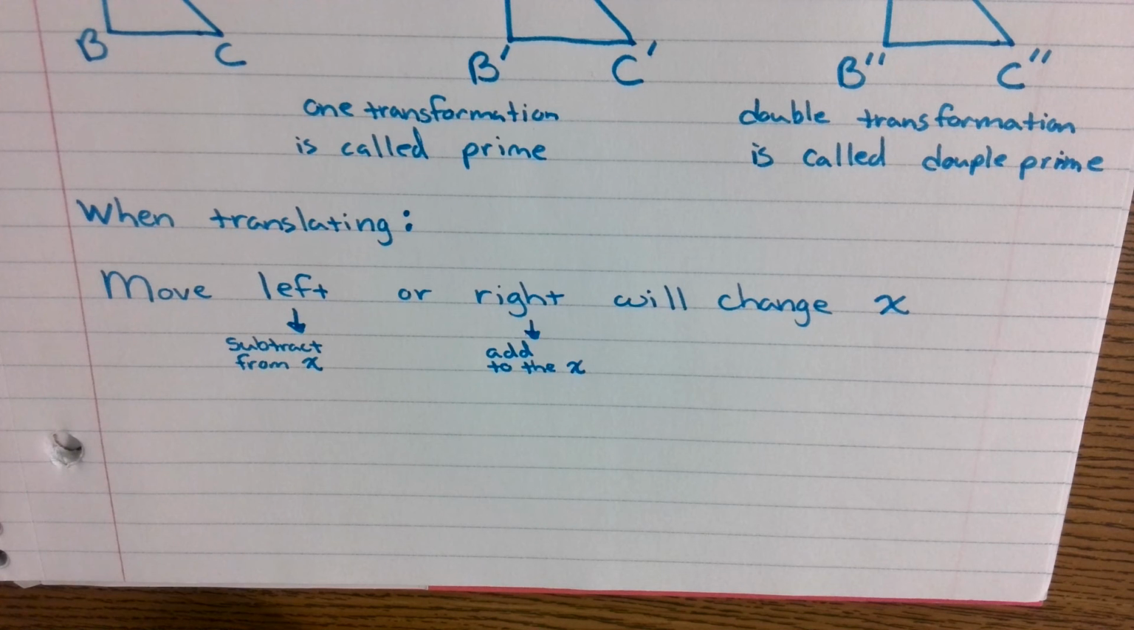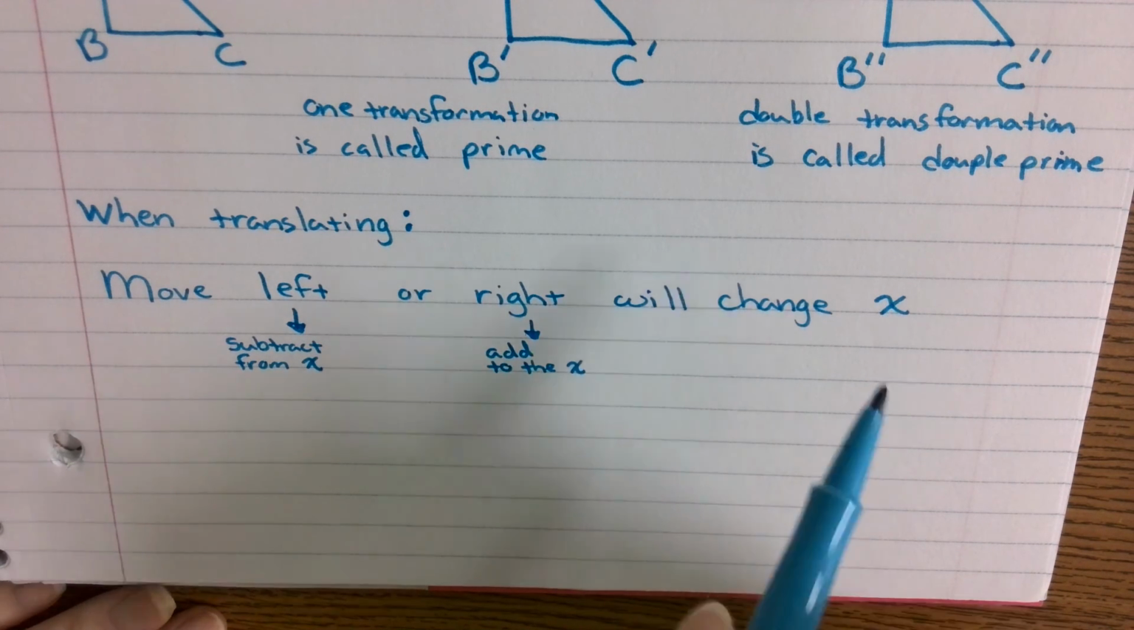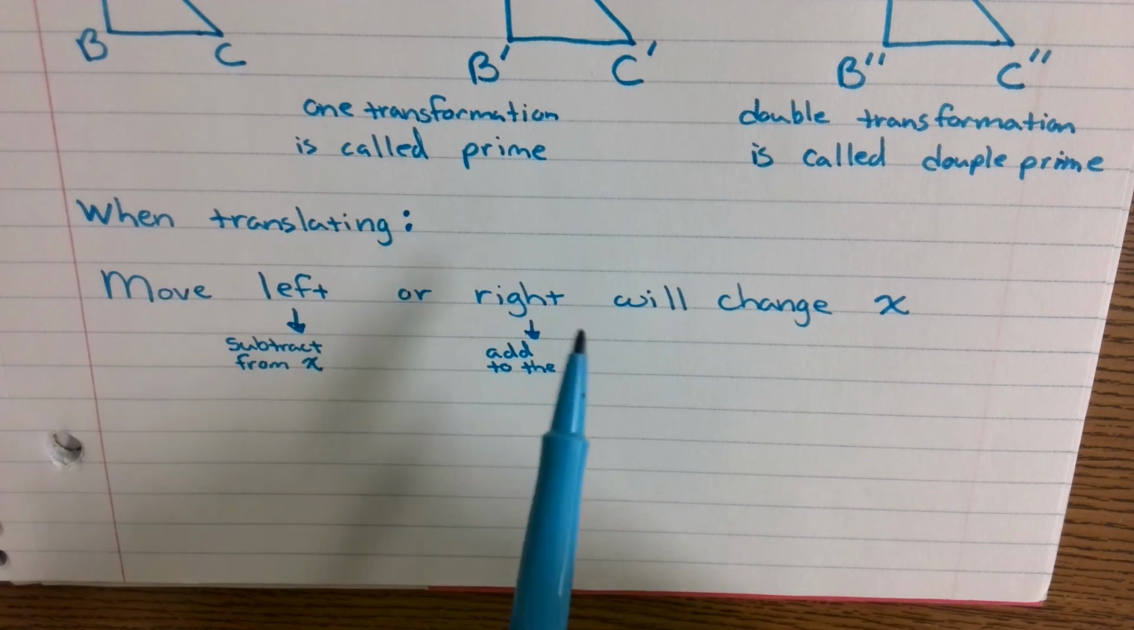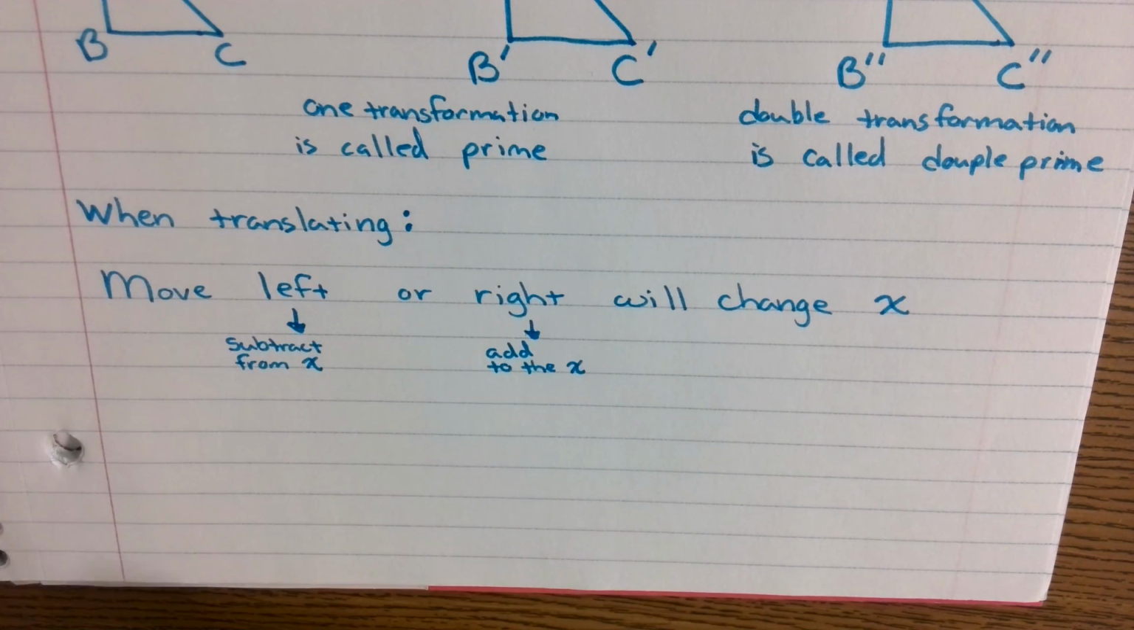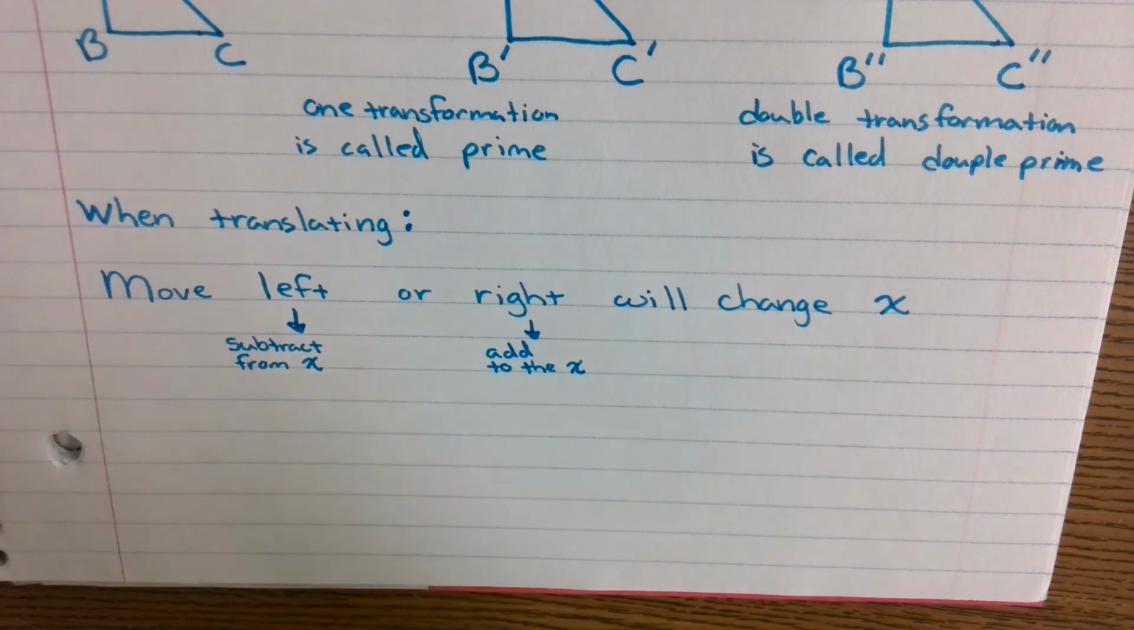So if I say we're going to move left 2 positions, then whatever my X coordinate is, I'm going to take that value and subtract 2. If I say we're moving right 7 positions, then I'm going to take that X coordinate and add 7 to it. That would let me know what my new coordinate would be.